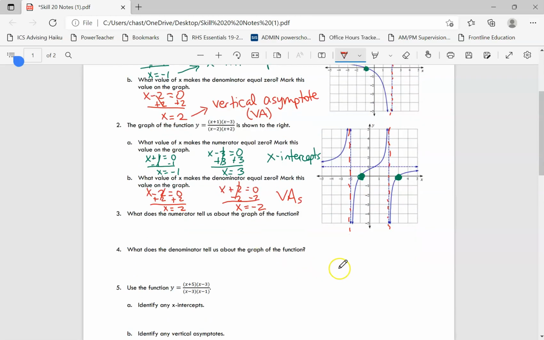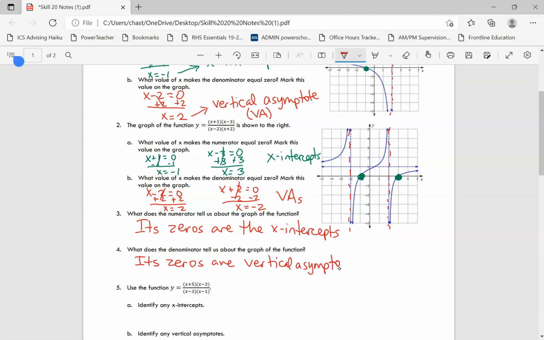Okay. What does the numerator tell us about the graph of the function? Its zeros are the x-intercepts. And what does the denominator tell us about the graph of the function? Its zeros are vertical asymptotes. So far. And that can also be said about the x-intercepts.